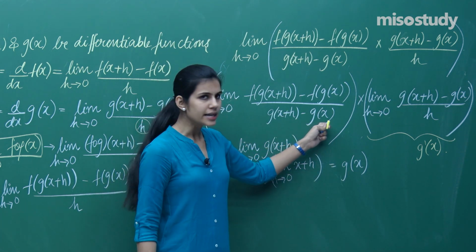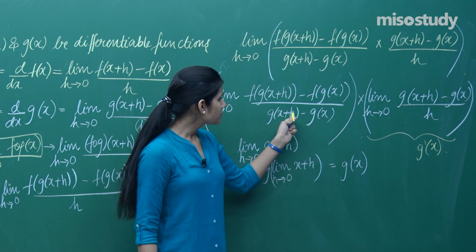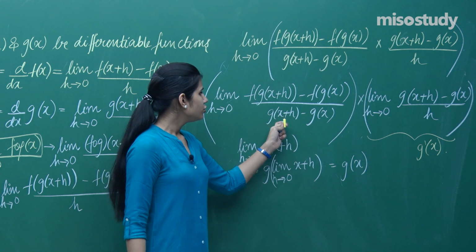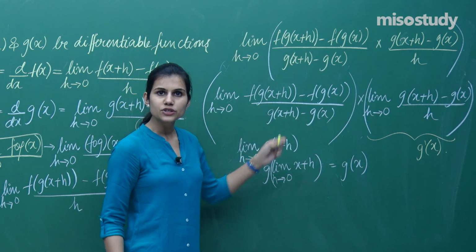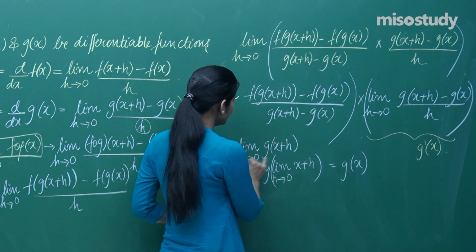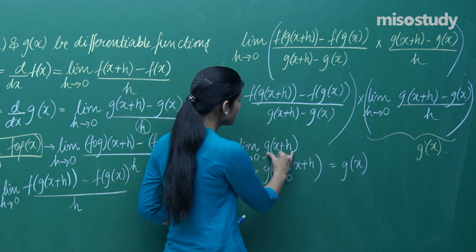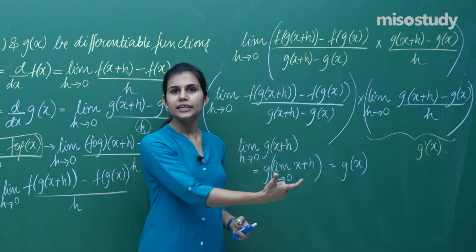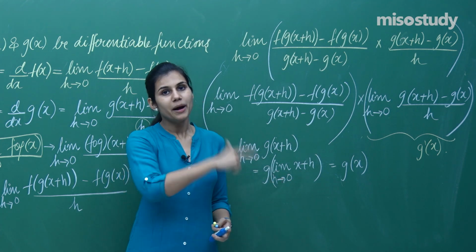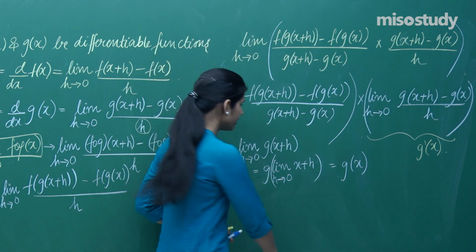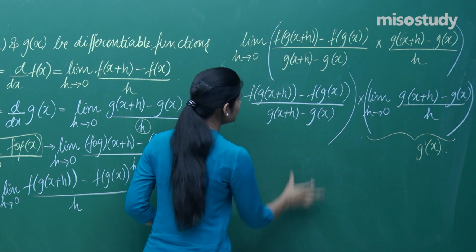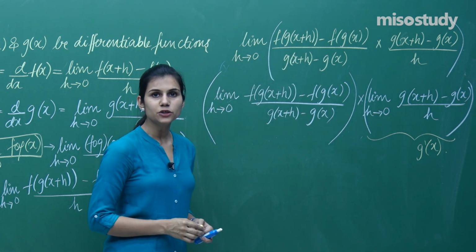g of x plus h tending to g of x means g of x plus h minus g of x tends to 0. So, if h tends to 0, g of x plus h minus g of x tends to 0, because as h is tending to 0, g of x plus h is tending to g of x. Right? So, I have successfully been able to show that here the denominator is also tending to 0.